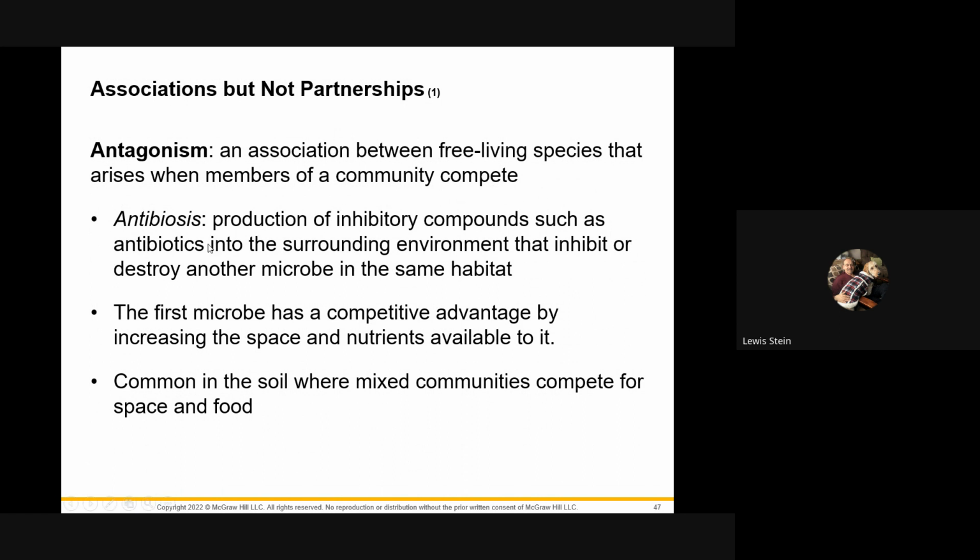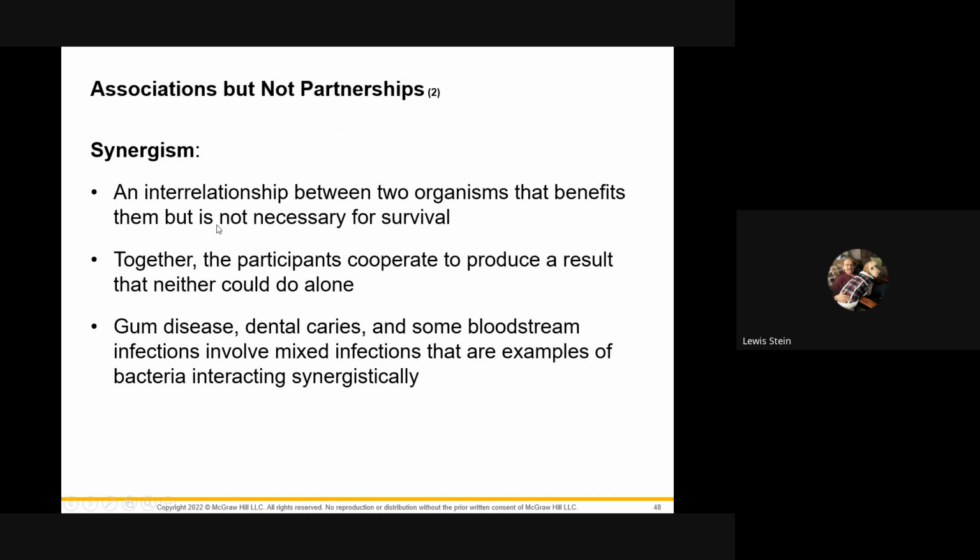Okay, and there's other ones where the antagonist, oh, who cares? That's not important. And we'll talk about synergistic relationships. These are general terms. Synergism, basically, to me, is like a good relationship where the combination is better. The sum of the parts increases. But this is interesting. Gum disease, cavities, and blood infections are where bacteria help each other accomplish bad things together. Cavities would be the best example.